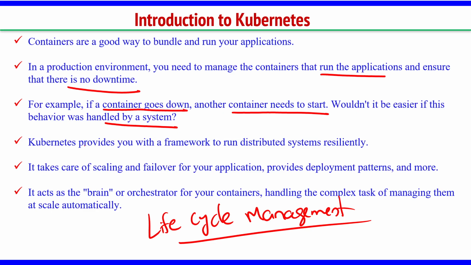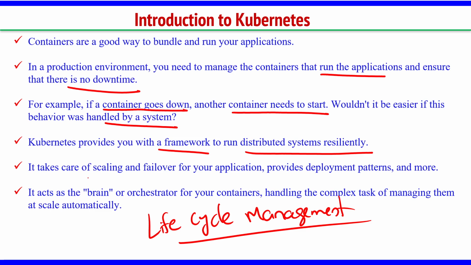Kubernetes provides you with a framework to run distributed systems resiliently. Without fail, it will help us run distributed systems. Distributed systems means applications like microservices. Microservices is an architectural style which says that it should have multiple services. We should not have monolithic code, a single piece of code. So when there are many services, how do we manage such an application? Kubernetes will help us.